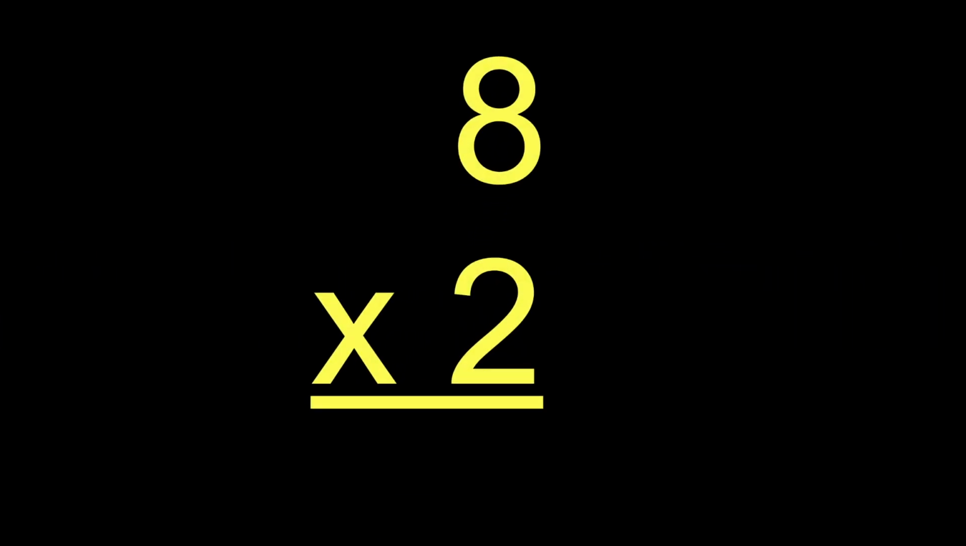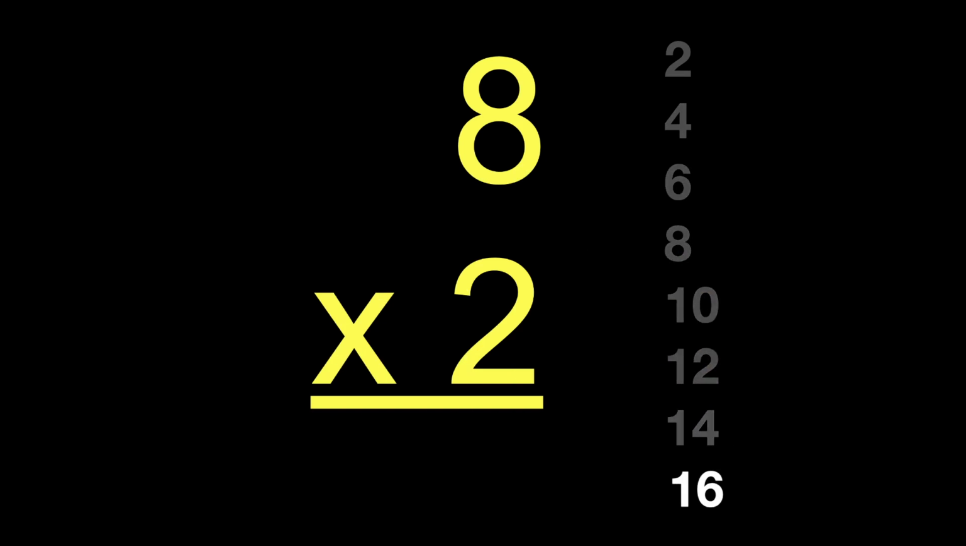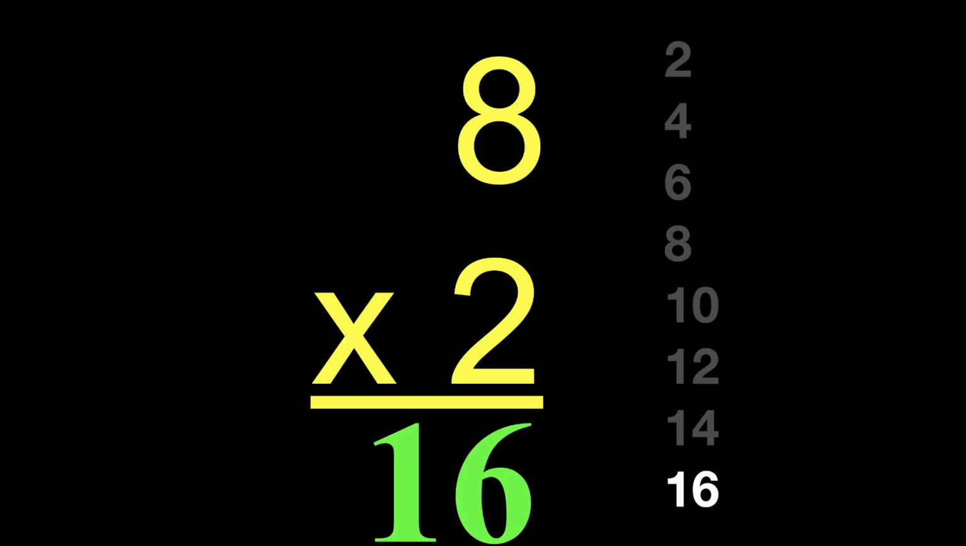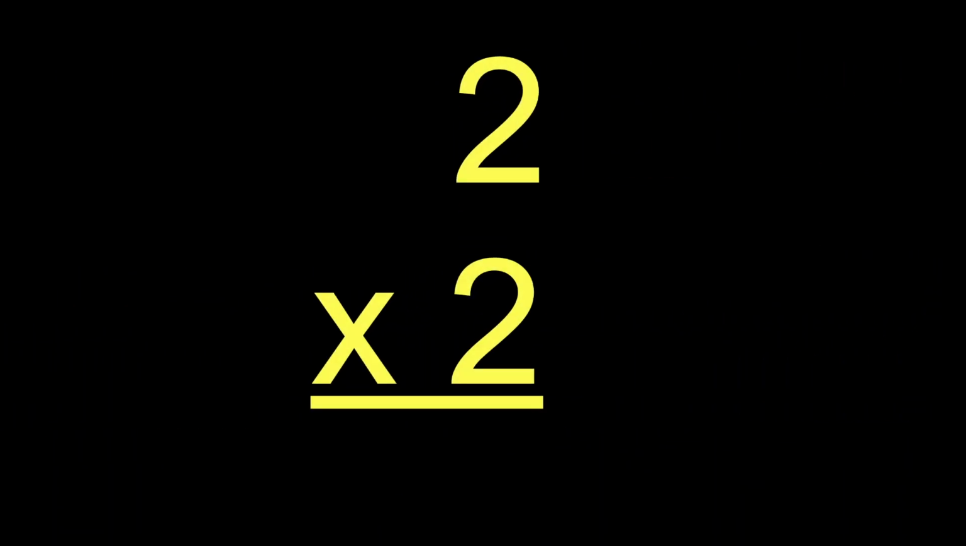Time for the random order. I love random order. It might get a little challenging, but don't worry. We'll practice. Okay. 8 times 2. 2, 4, 6, 8, 10, 12, 14, 16. Nice job. Okay. Oh, I get the easy one, Faith. 2 times 2, 2, 4.